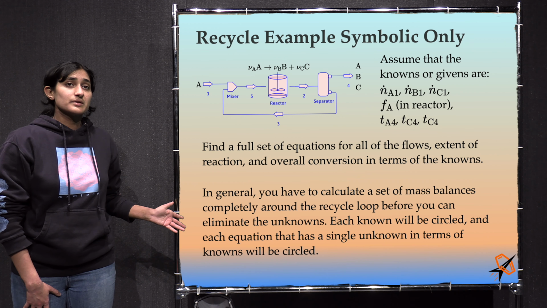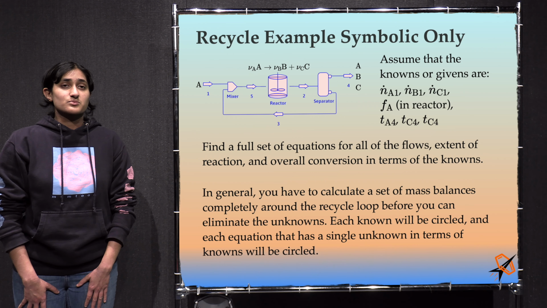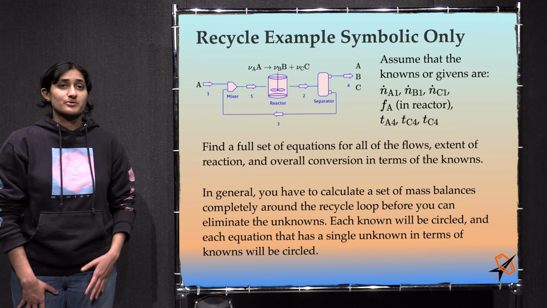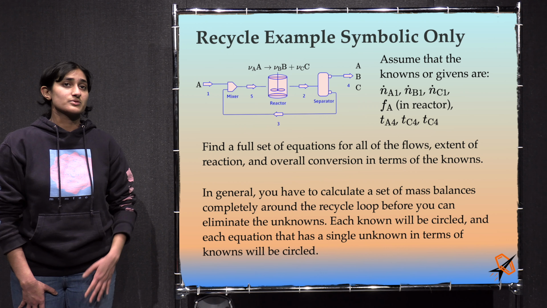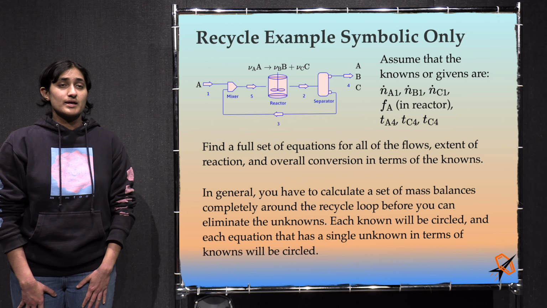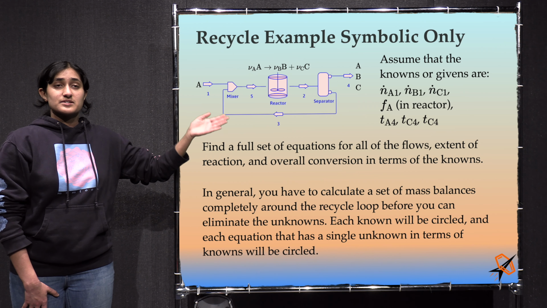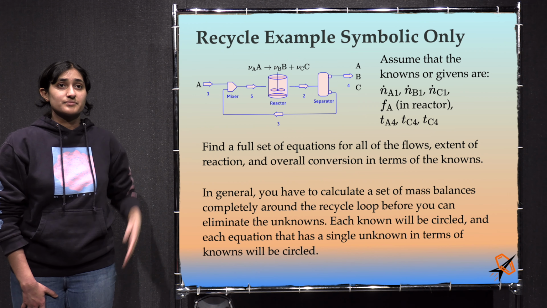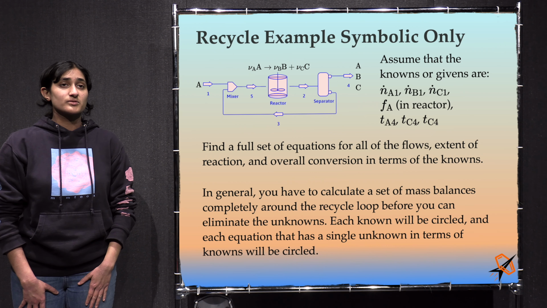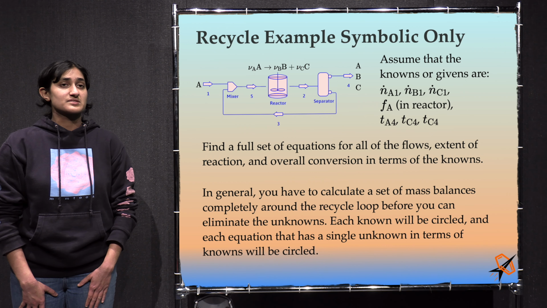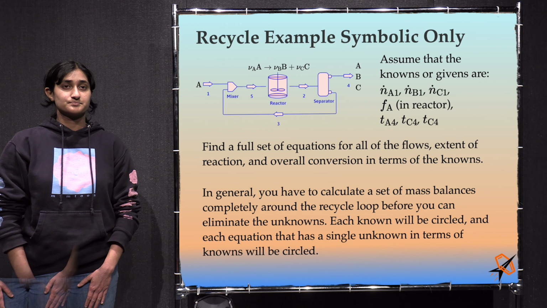In general, when calculating a problem with a recycle, you have to derive a complete set of equations around the recycle loop before you can solve for the unknowns, only in terms of the knowns. In our case, we will calculate around the loop, starting from the mixer, going to the reactor, and then to the separator before we return to the mixer. To make the derivation clearer, we will circle each known in the equations, and then circle the entire equation once we have it with a single unknown in terms of the knowns.